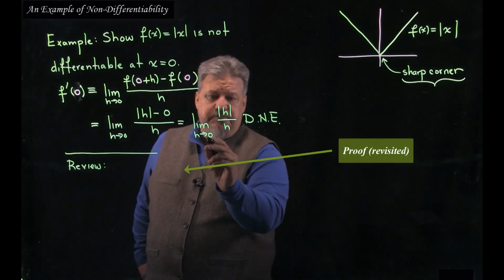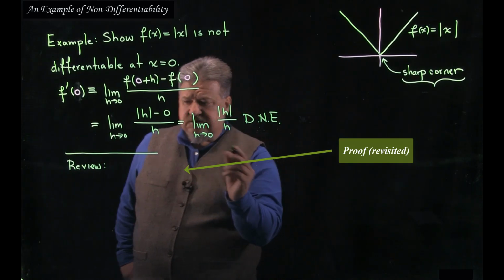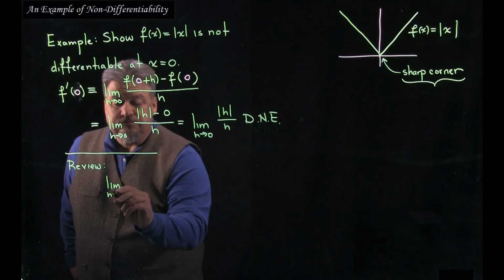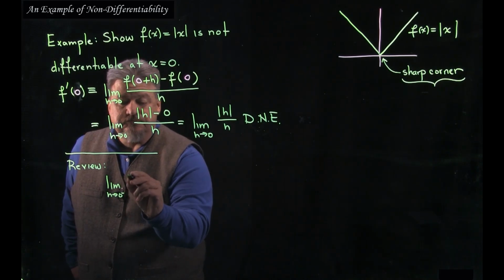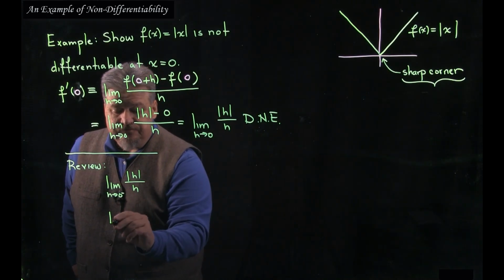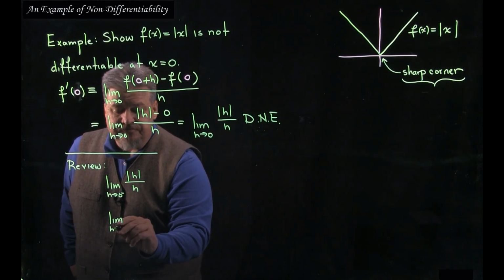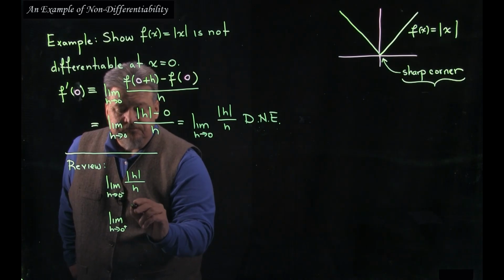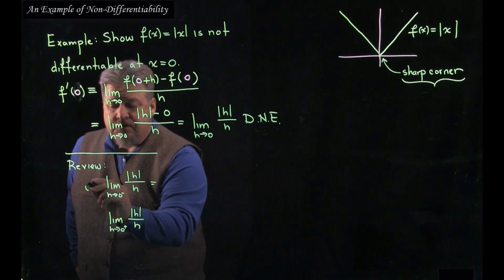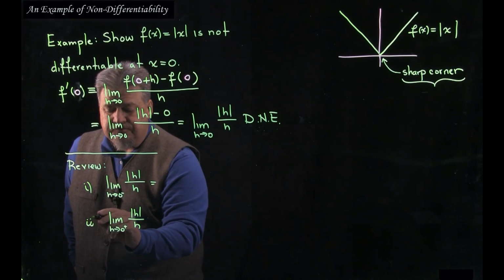Remember, the full limit exists if and only if the limit from the left is equal to the limit from the right. So what we could do is investigate those two limits, which is what I'll do separately. All right, let's see. Now, I need to do these two limits separately.